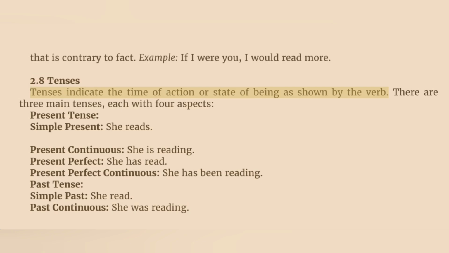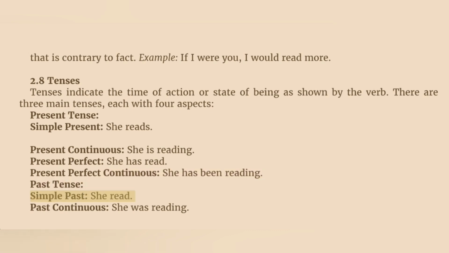2.8 Tenses. Tenses indicate the time of action or state of being as shown by the verb. There are 3 main tenses, each with 4 aspects. Present tense. Simple present: she reads. Present continuous: she is reading. Present perfect: she has read. Present perfect continuous: she has been reading.